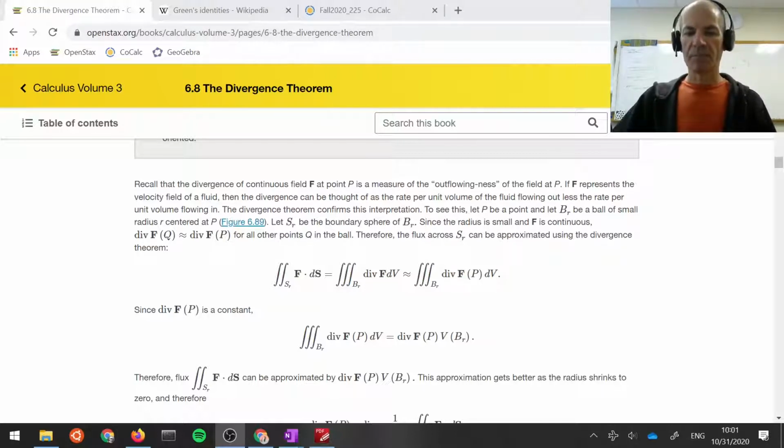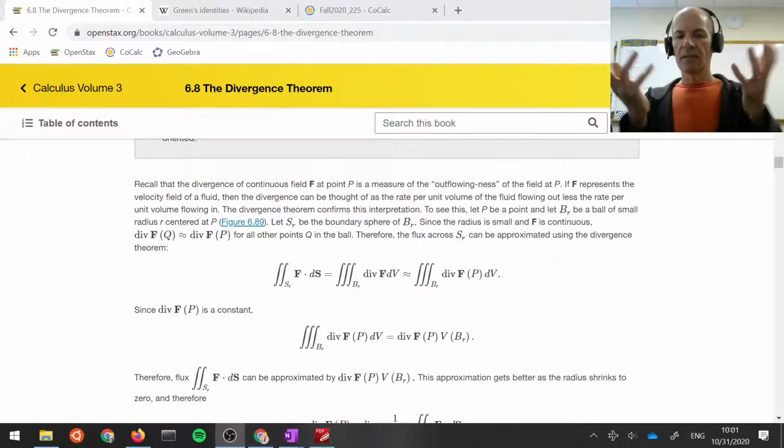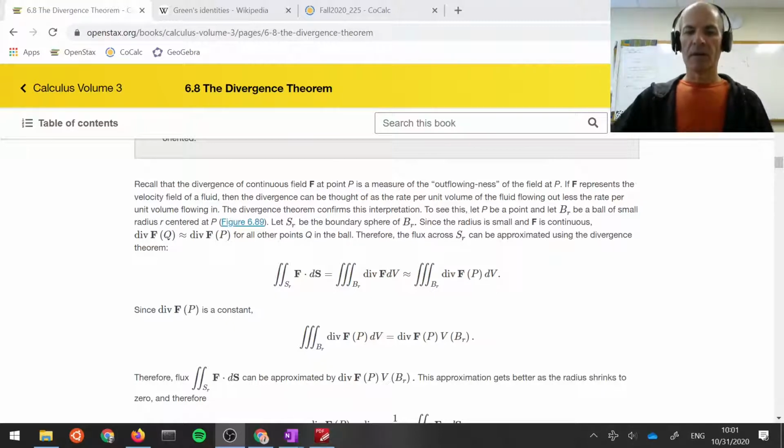That's continuity. And so for all the points Q inside this little ball around P, the divergence is about the same. All right, so we apply the divergence theorem to this situation. And here we have the surface integral over the ball centered at P. And we convert it to a triple integral over the ball centered at P, the divergence of f. And we argue that this is approximately the same as the divergence of f at P, again by the continuity of the vector field.